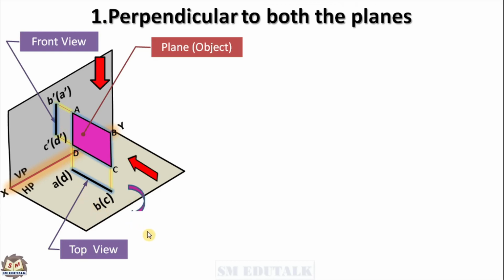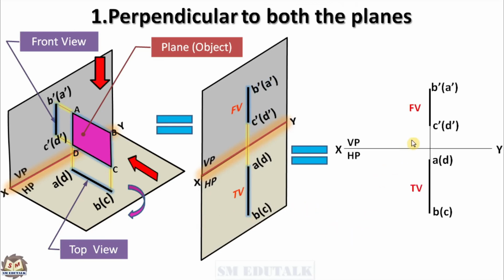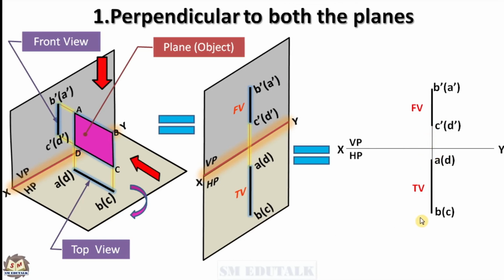Rotate the HP to 90 degree in clockwise direction to get both the views on the same plane. It should be brought to the drawing sheet like this. Here, front view is a vertical line. You will get another vertical line as top view when front view is projected downwards below the XY line.